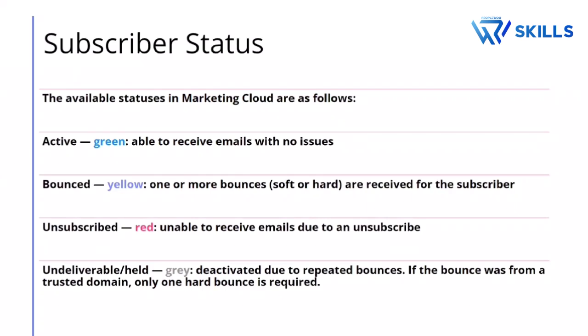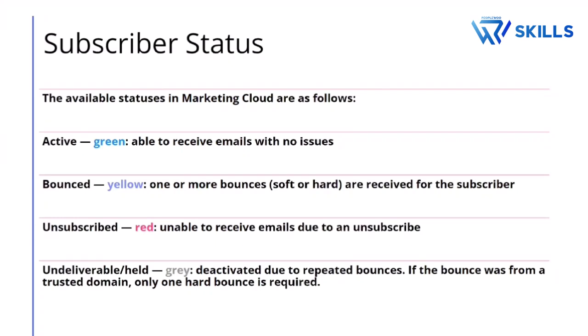In that case, that is a user behavior. Bounce and undeliverable were system behaviors. The user doesn't have control, but unsubscribe is my behavior. I got irritated. I unsubscribed and the status would change from active to unsubscribe for my subscriber in Marketing Cloud. So you cannot send any future email if I am unsubscribed. You cannot send any future email if I am held or undeliverable. So these are the 4 statuses in Marketing Cloud which change based on system and subscriber behavior.